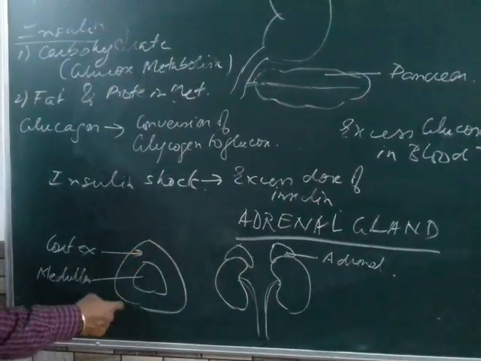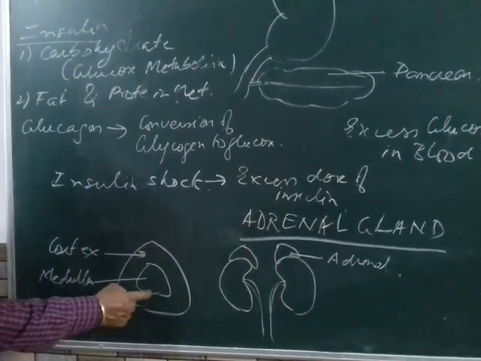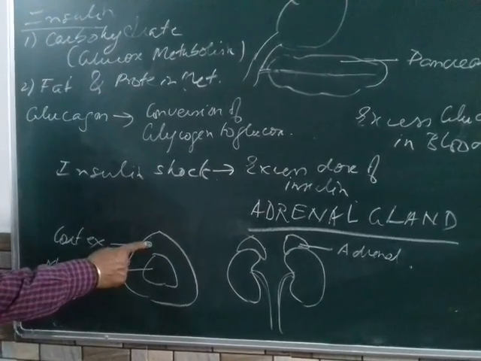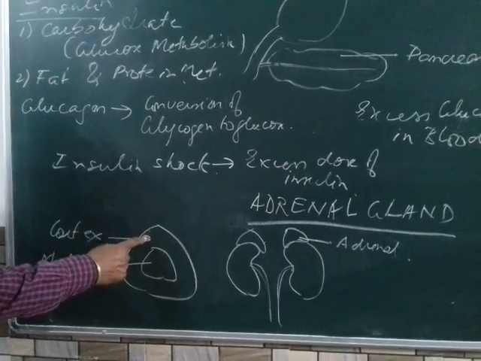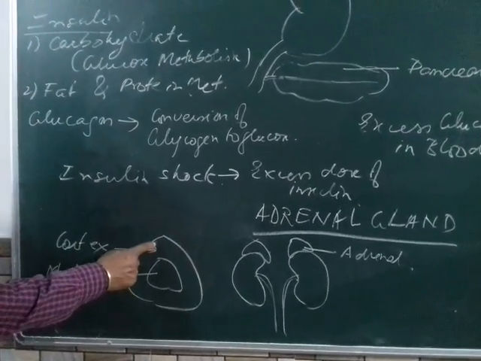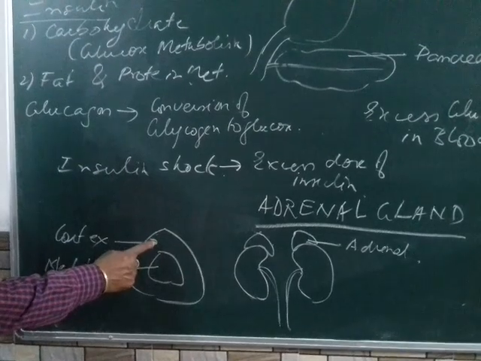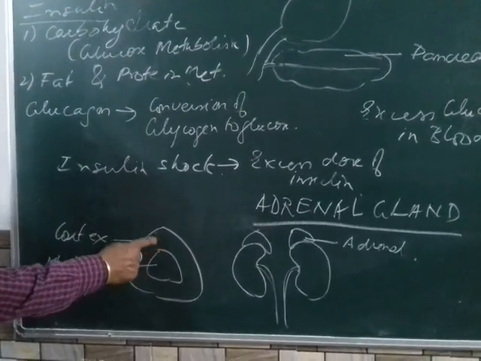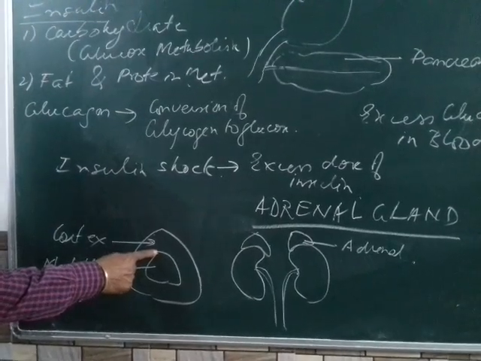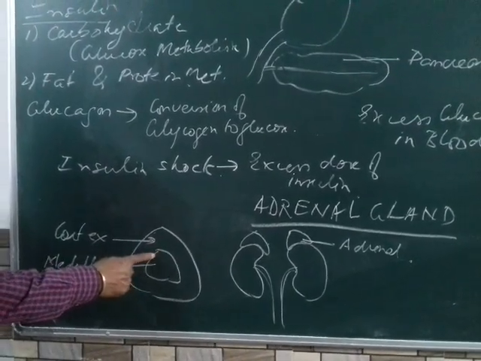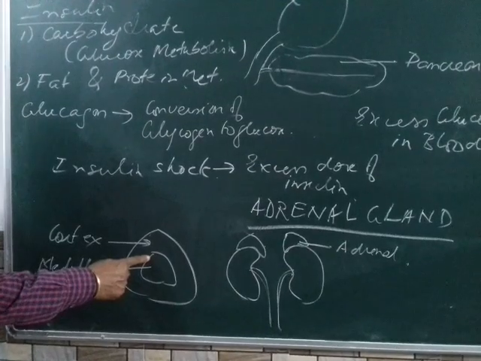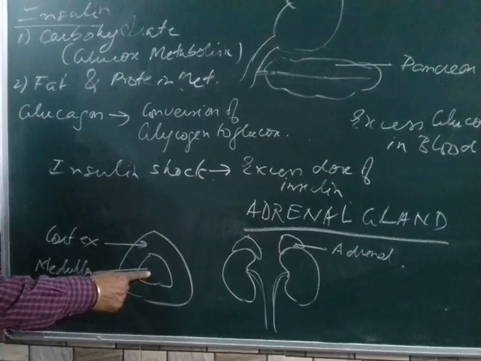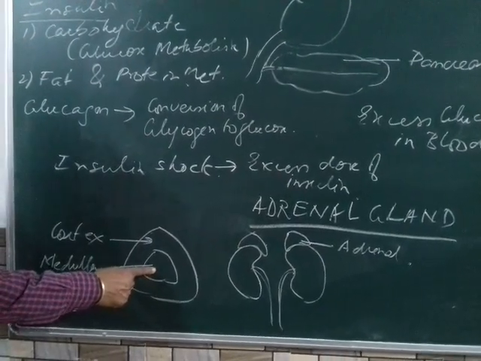And if you see the adrenal gland, there are two parts. The outer part is called the cortex and the inner part is called the medulla. The cortex is divided into three zones: zona glomerulosa, zona fasciculata and zona reticularis. And from this cortex three hormones are secreted: the glucocorticoids, the mineralocorticoids and the sex corticoids or the androgens. And the adrenal medulla secretes mainly two hormones, which are called the emergency hormones, adrenaline and noradrenaline.